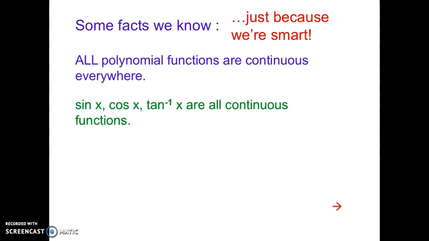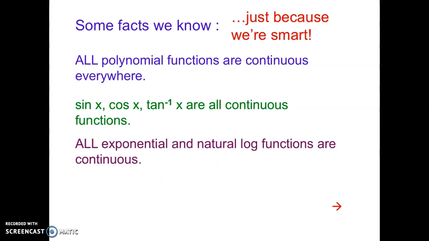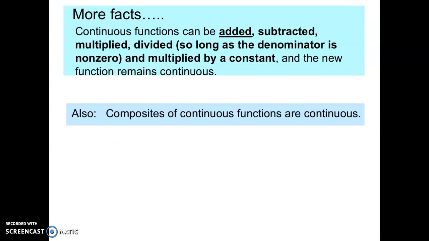We also know that the sine function, the cosine function, and the inverse tangent function are also continuous functions. There's the sine function and the cosine function. Inverse tan, by the way, is one branch of the tangent function shifted on its side, reflected over the line y equals x. All continuous functions. We know that all exponential functions and natural log functions are going to be continuous. We know exponential growth and decay, and we know the log functions. All continuous functions will never have any holes or jumps or vertical asymptotes.